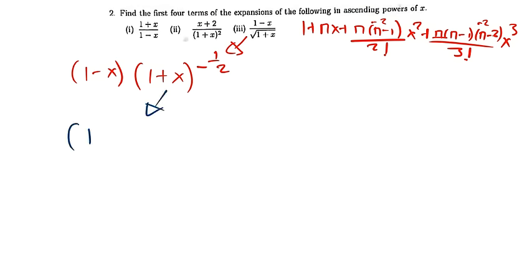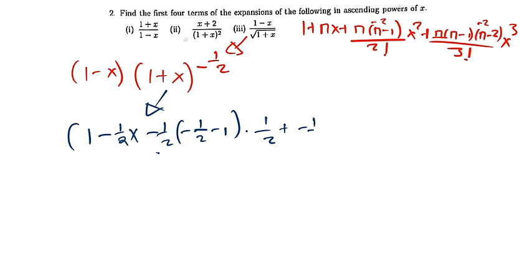We have 1 plus our n is negative half in this case. That's what makes everything different. So negative half multiplied by our x, and then negative half minus 1. So now dividing by the 2 factorial is the same as multiplying by 1 over 2. For the next one as well, we'll have similar steps.